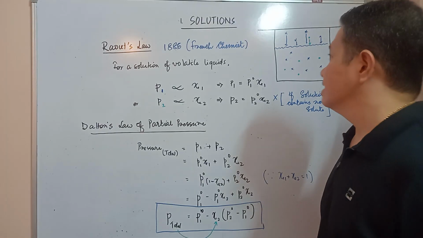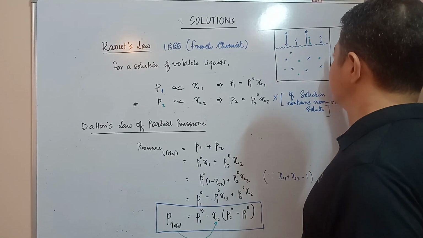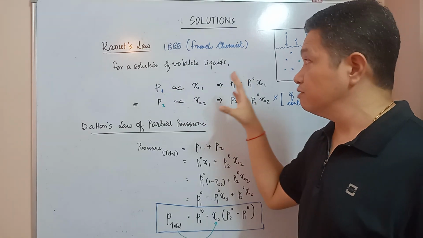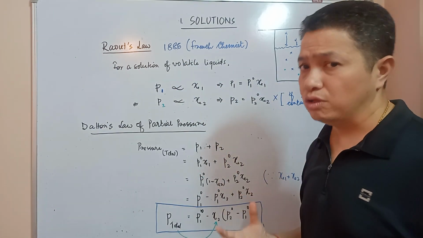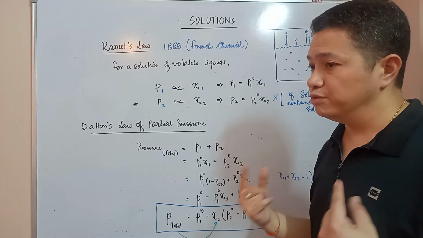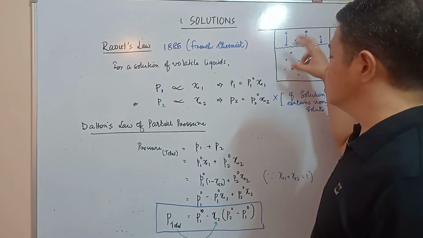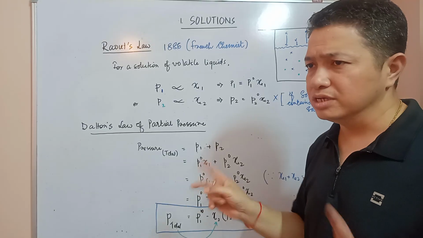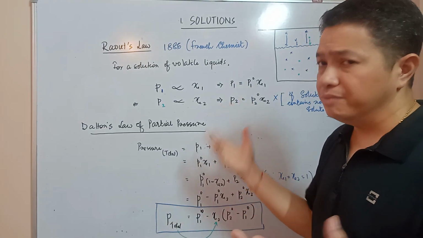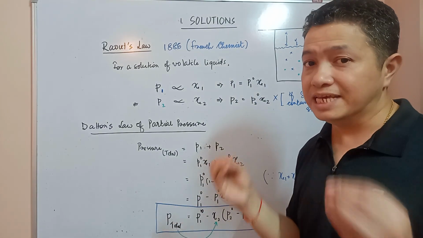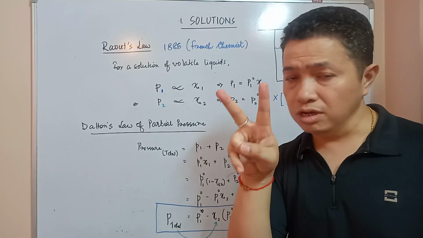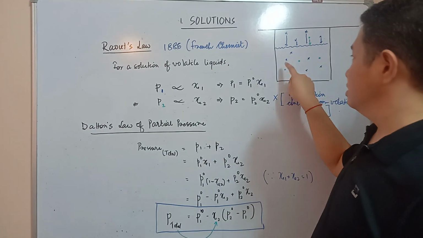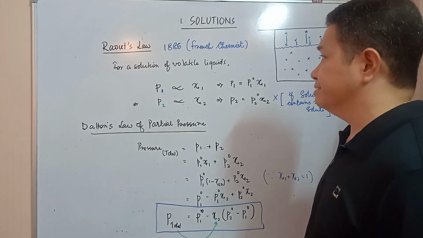Raoult's law says that suppose you have a container, and there are two volatile liquids. So you're mixing two volatile liquids, so it's a solution. Solution means the composition, the concentration of the two liquids. Let's consider a binary solution containing only two components. There may be more than two, but for the sake of simplicity, let there be only two components. So there are two components, and I have denoted them with two colors, blue and green.